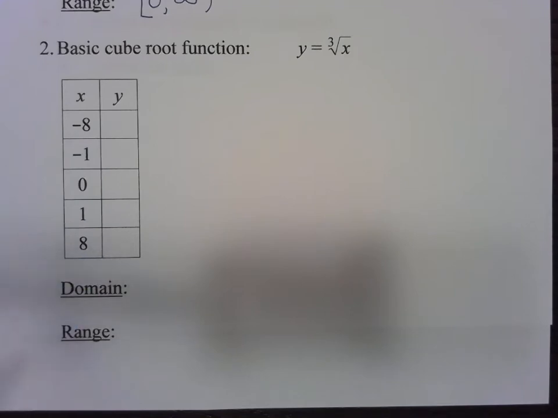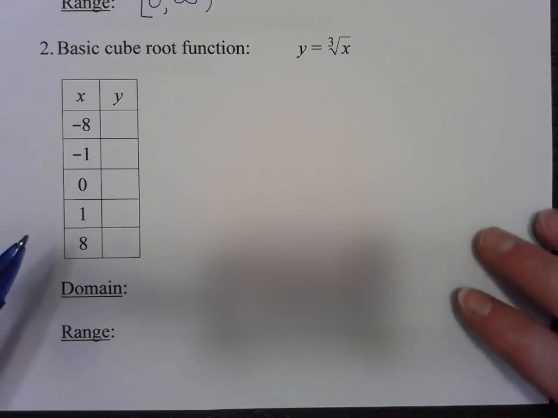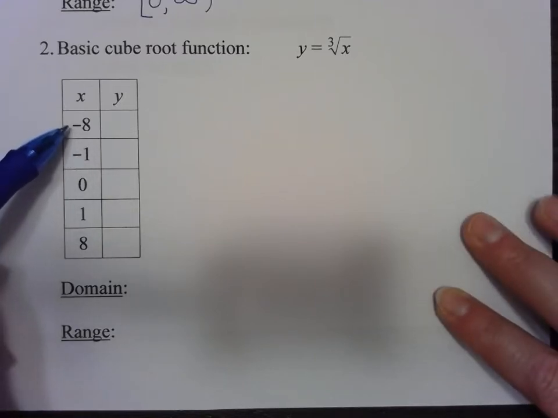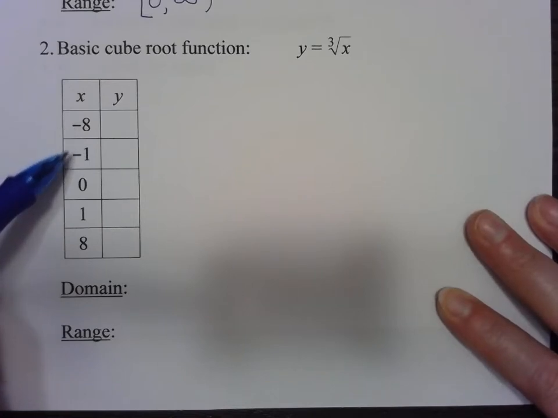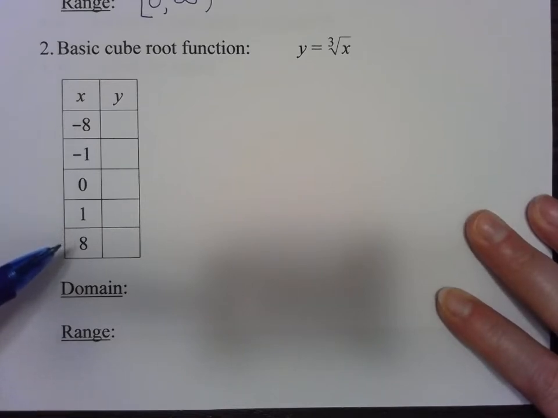If you would prefer to be able to do it in your head or to have your y values work out to be nice round numbers, perfect cubes are going to work the best. A perfect cube would be a number that's multiplied 3 times by itself. So -2 times -2 times -2 would be -8, and that's a perfect cube. And so those are going to be working out really nice.